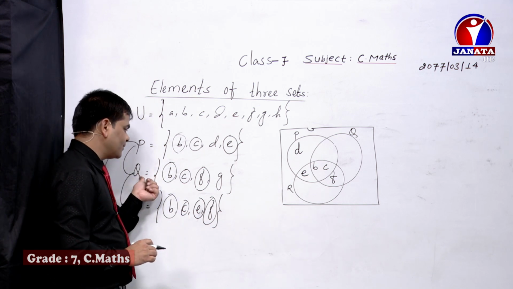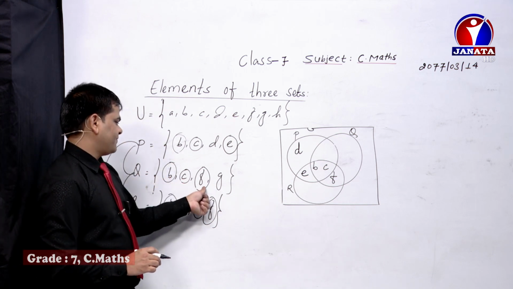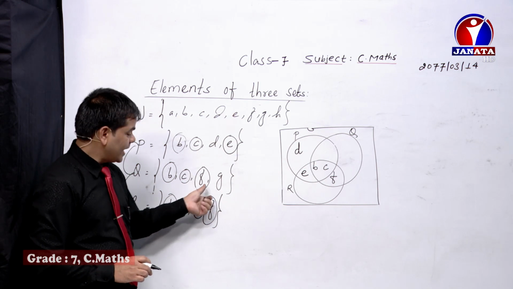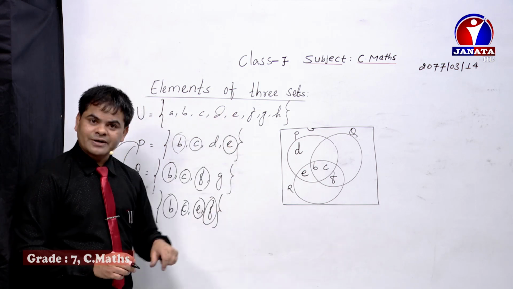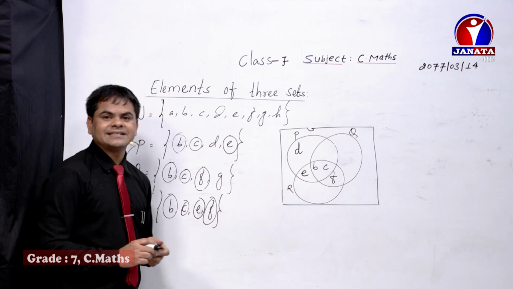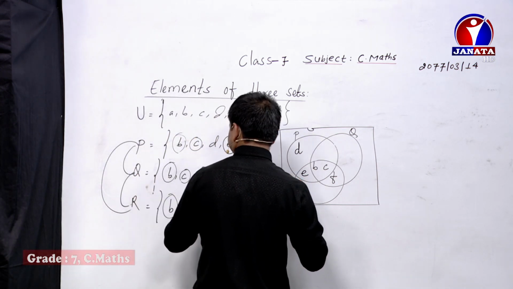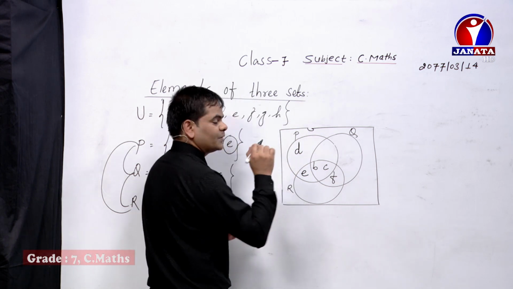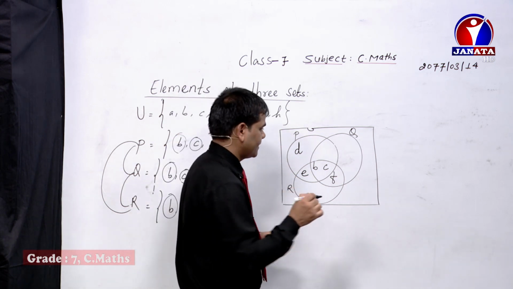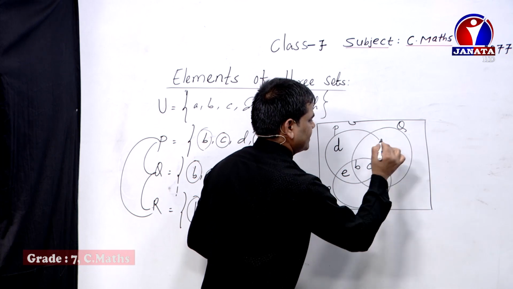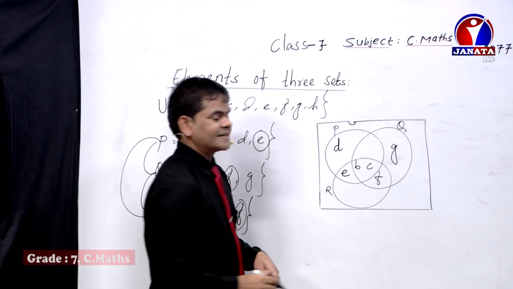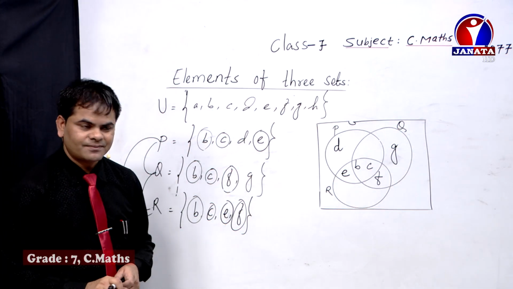Now, if you see in Q set, B, C, F are already ticked. That means we have already kept them in the Venn diagram. No need to worry about them. Now the remaining one is G. So G belongs to Q set only. So which is the Q set only place? This one. So G should be plotted in the place of Q only.